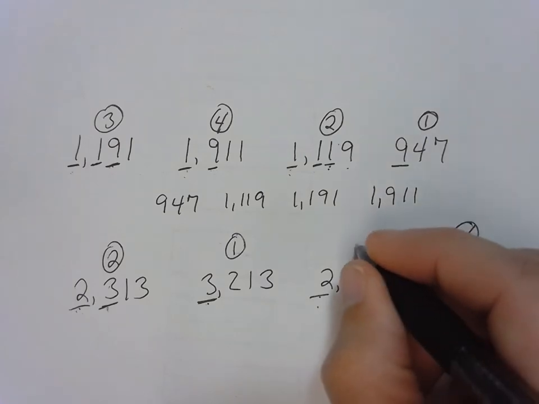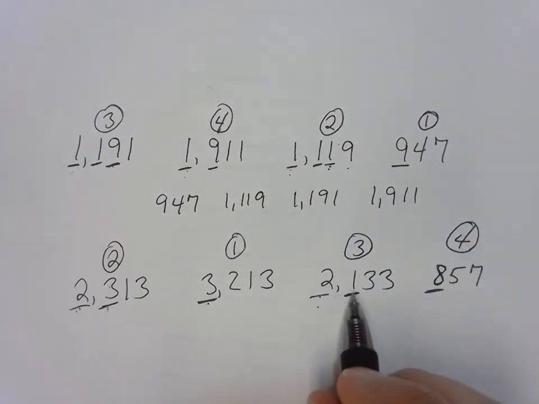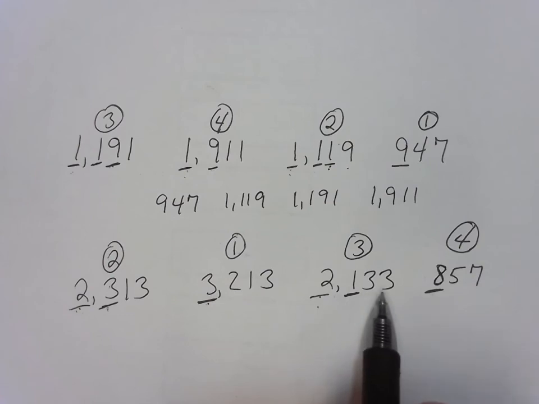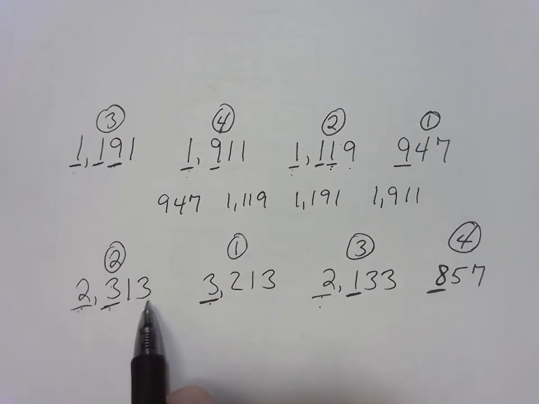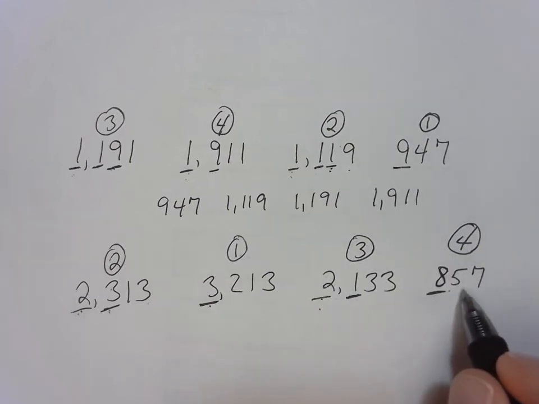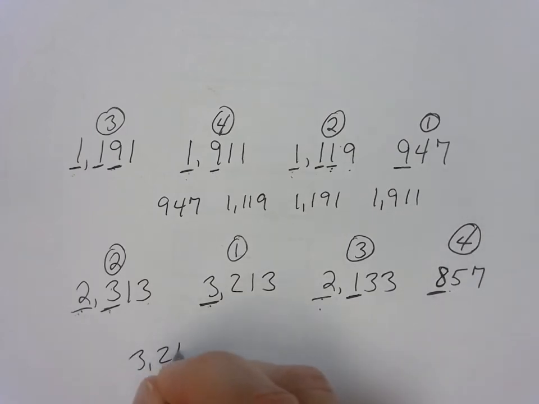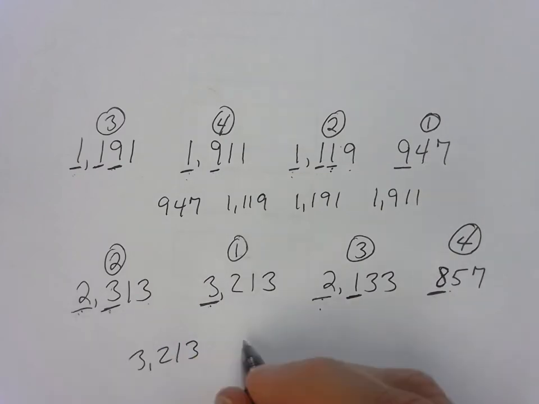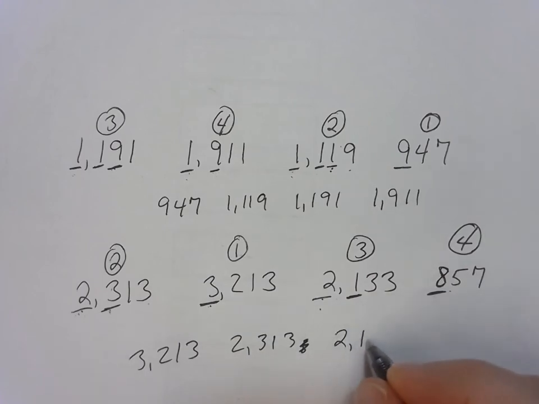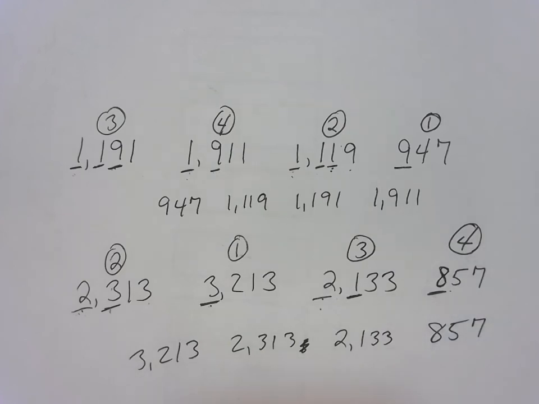And then the third number is 2,133 because 2,133 is smaller than 2,313 but bigger than 857. So from greatest to least, it's 3,213, then 2,313, then 2,133, and my smallest is 857. That is from greatest to least or biggest to smallest.